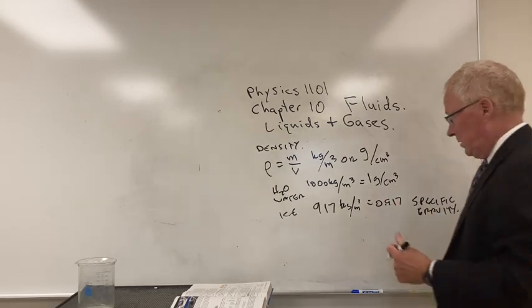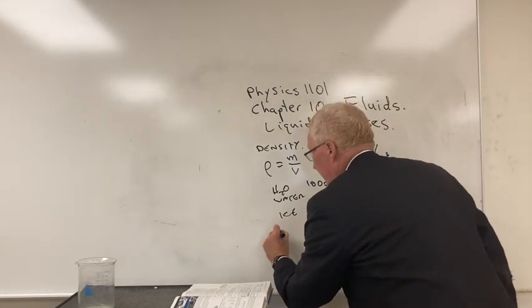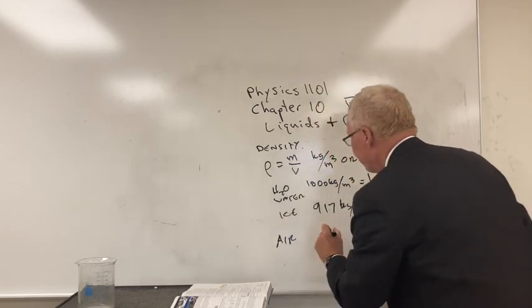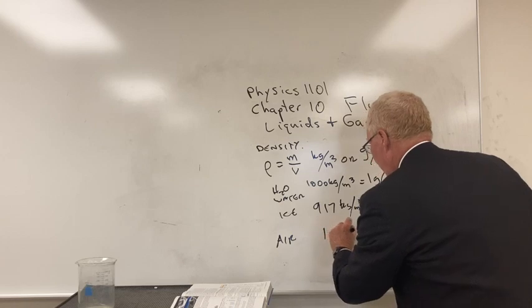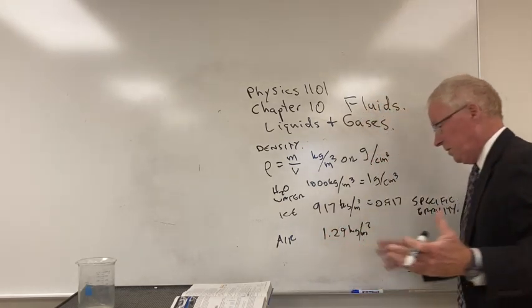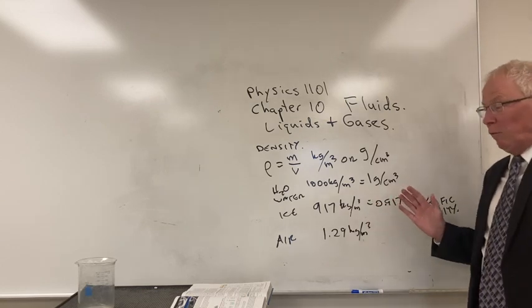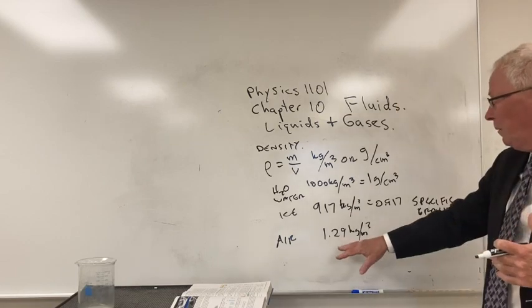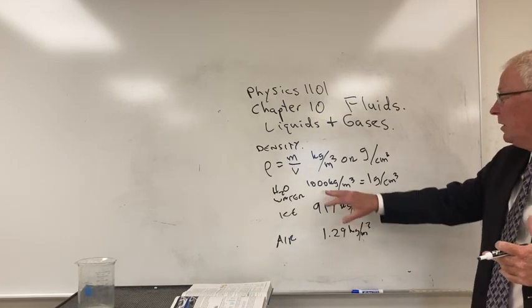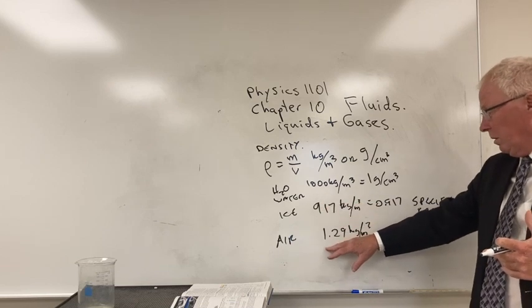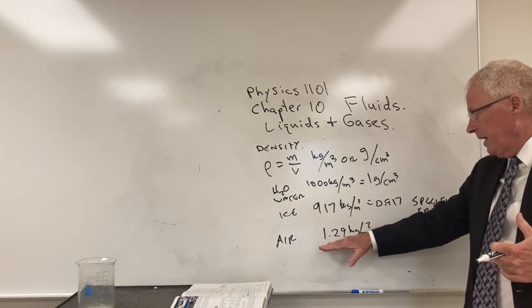While we're on this, density of air is approximately 1.29 kilograms per cubic meter. So the density of air in this room, if you have 1 cubic meter, a meter by meter by meter, weighs about 1.29 kilograms. So it's about 1,000th the density of water. And this is at sea level.